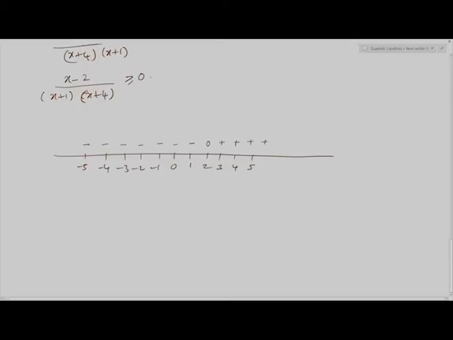Now take the x plus 1 term. At x equal to -1, you put the 0 on top and put the plus signs on the right side and the minus sign on the left side. Now consider x plus 4. At x equal to -4, you put the 0, put the plus signs on the right side, and put the negatives on the left side of all the numbers.